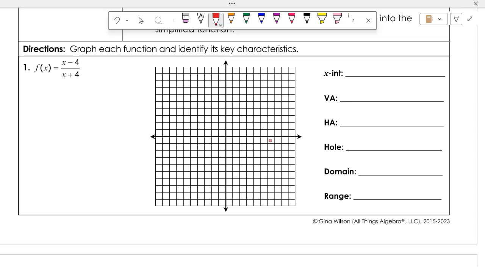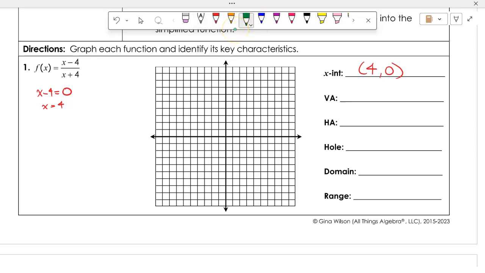So instead, to find my x-intercept, I'm going to take my numerator, x minus 4, and set it equal to 0. That gets me x equals 4. So my x-intercept is at 4, 0. Sorry, I looked at the wrong thing.